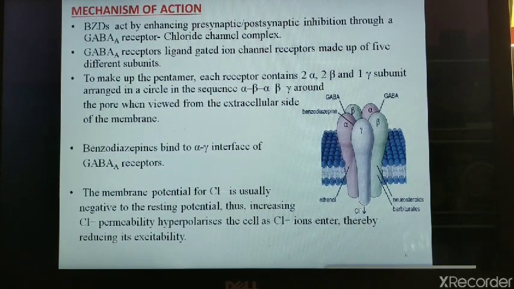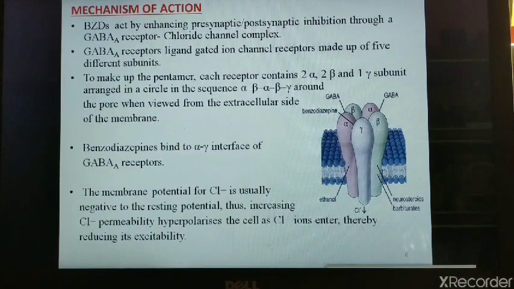Now, GABA A is a ligand-gated ion channel receptor and is pentameric in structure. The pentamer is formed by alpha, beta and gamma units. It consists of 2 alpha, 2 beta and 1 gamma subunit, arranged in a circle around the pore in a sequence of alpha, beta and gamma, that is, at alternate positions. Benzodiazepines bind to the alpha gamma interface of the GABA A receptors.